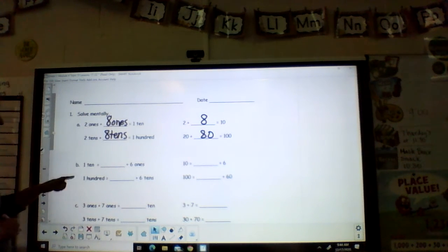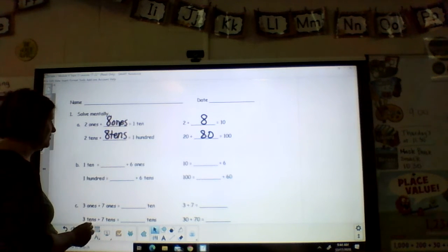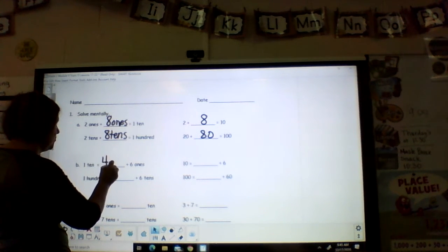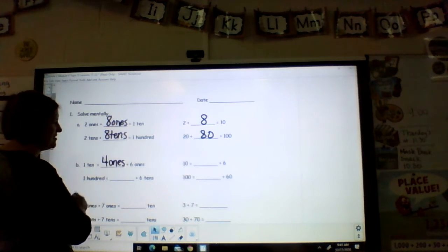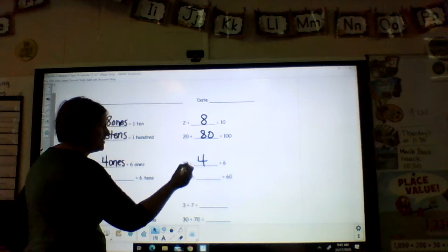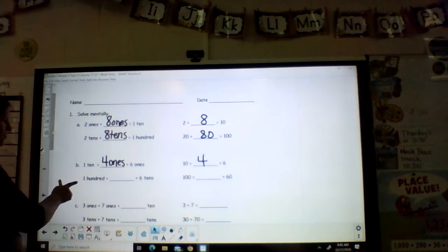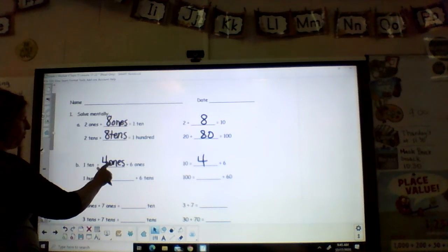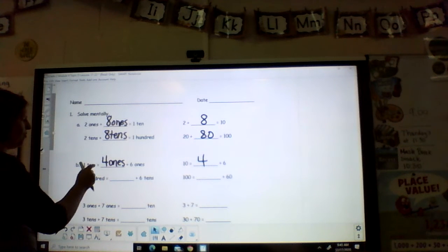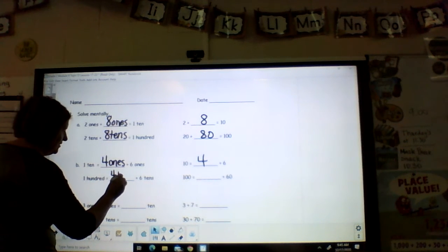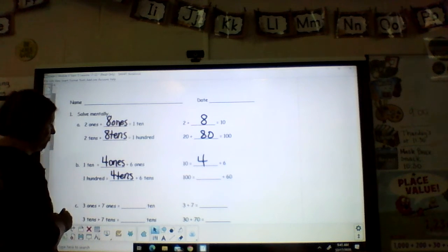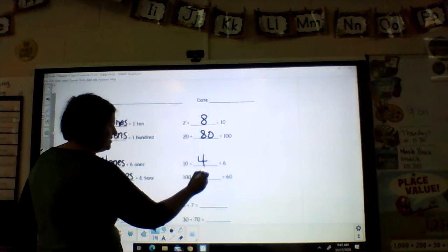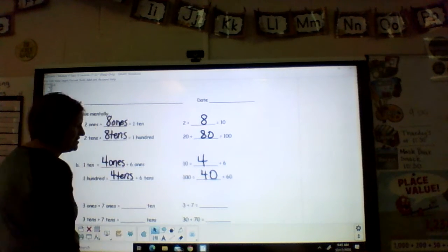All right, the next one says 1 ten is equal to blank plus 6 ones. So how many ones would you need to put with 6 to get 10? To get to 10, you would need 4. So 1 ten is equal to 4 ones plus 6 ones. That's the same as 10 is equal to 4 plus 6. The next problem says 100 is equal to how many tens plus 6 tens? Well, up here we know that 4 ones plus 6 ones makes 10. So 4 tens plus 6 tens would equal 100. So we have 100 is equal to 40 plus 60.